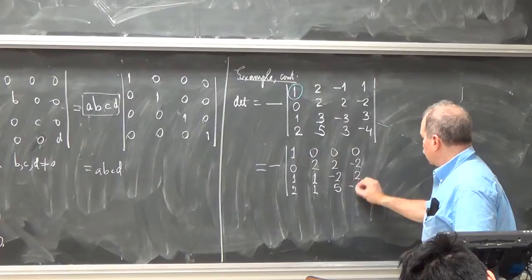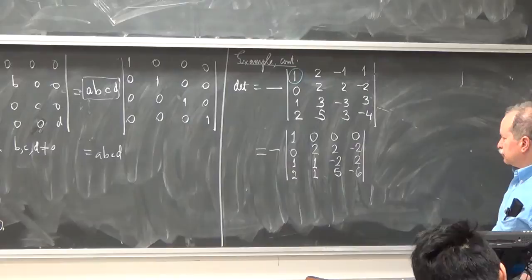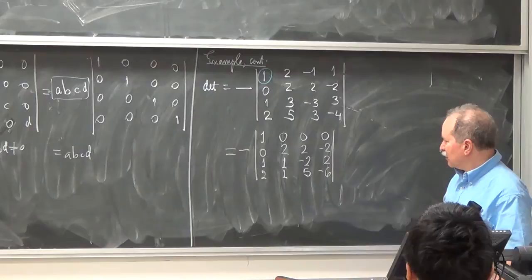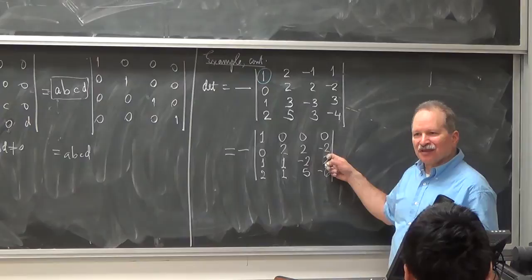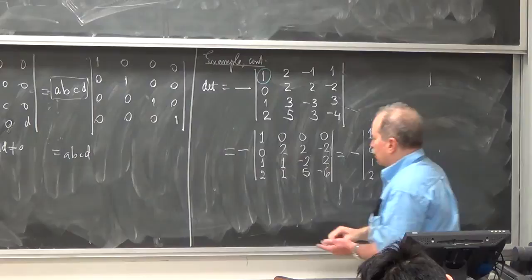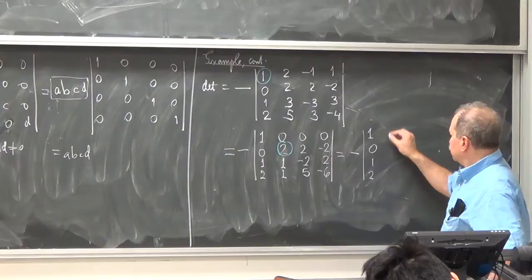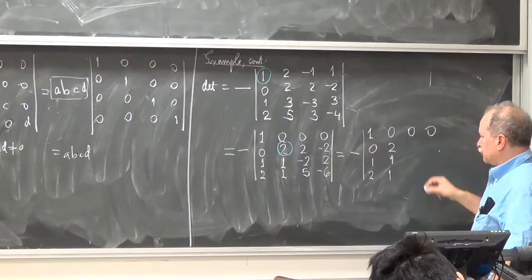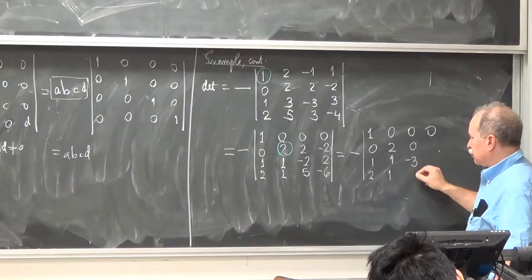Okay, what do you want to do now? Second column. So these are all twos, basically, so I don't need to be obsessed with getting a one. Agreed? Since these are all twos, I can do the same game and use this two here to clear out to the right. Agreed? So what's the next column? Zero, negative three, four. And then?